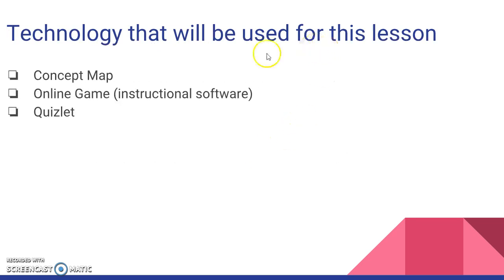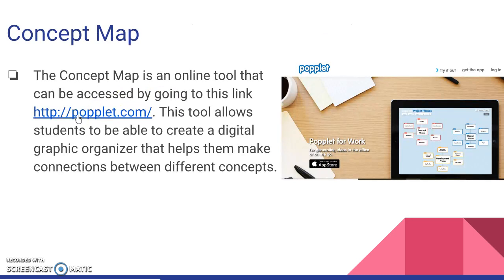The technology that we used for this lesson is a concept map, an online game, which is a type of instructional software, and Quizlet. The concept map. The concept map is an online tool that can be accessed by going to this link, www.popular.com, and here's a little screenshot of how the website looks and how a concept map will look. This tool allows students to create a digital graphic organizer, so one like this with the main concept right here and the lines going to the connections to the concept, that helps them make connections between different concepts.